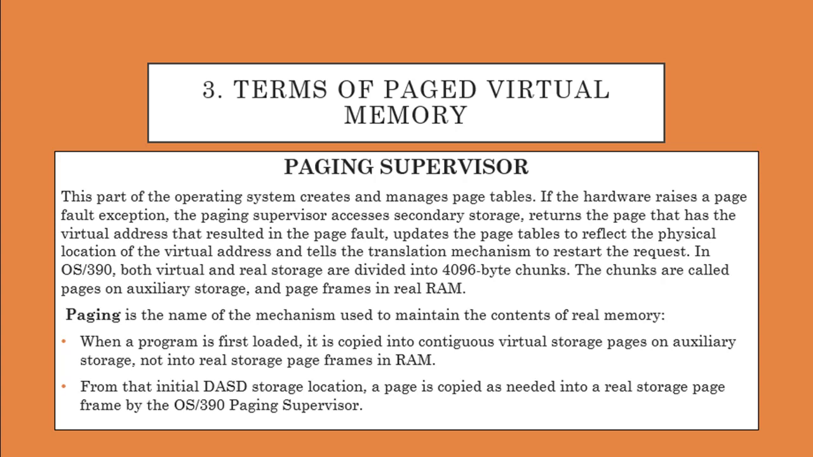When a program is first loaded, it is copied into contiguous virtual storage pages on auxiliary storage and into the storage page frames in RAM. From the initial DASD storage location, a page is copied as needed into the real storage page frame by the OS/390 paging supervisor.